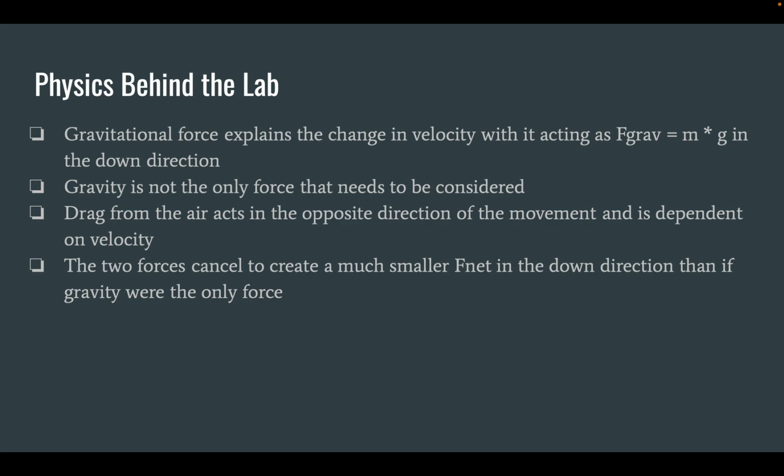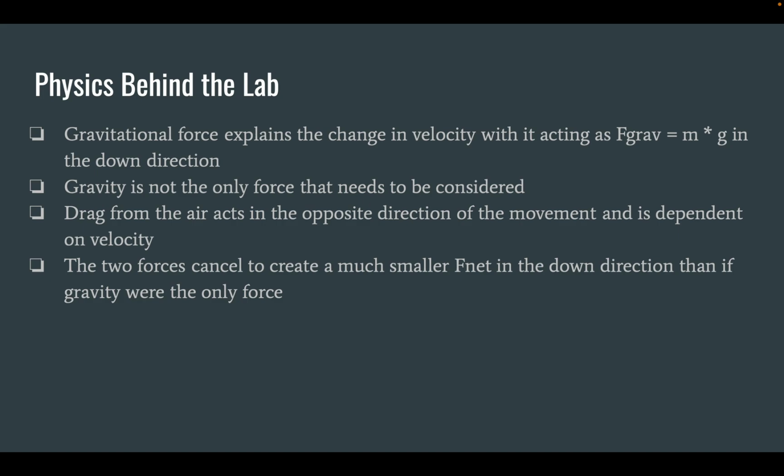The physics behind the lab is that the gravitational force explains the change in velocity that we see, with it acting in the negative direction as m times g. The system starts at rest, and then it continues to increase its velocity to a certain point, terminal velocity, because of gravity and because of drag.